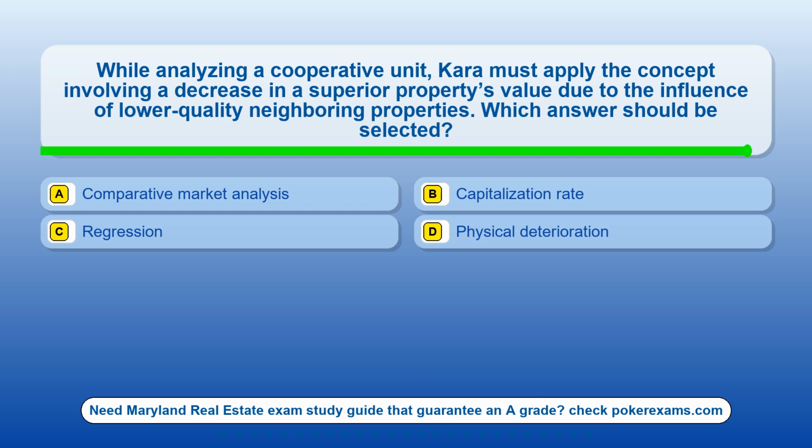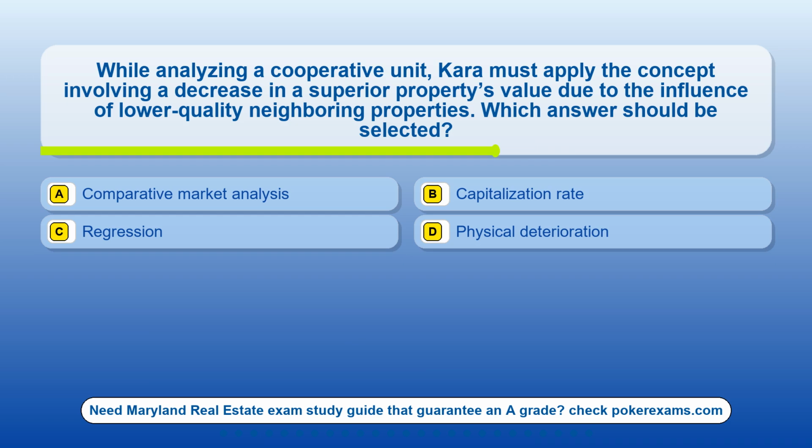Question 21. While analyzing a cooperative unit, CARA must apply the concept involving a decrease in a superior property's value due to the influence of lower-quality neighboring properties. Which answer should be selected? Option A, comparative market analysis. Option B, capitalization rate. Option C, regression. Option D, physical deterioration.